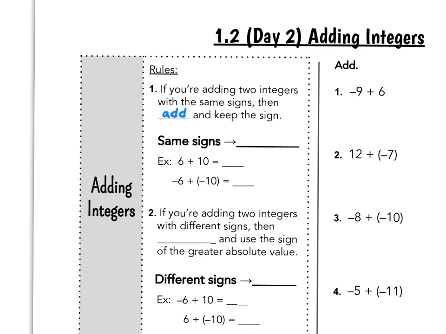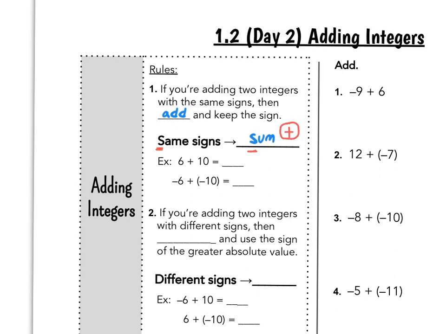Here I want you to remember the saying, same signs, sum. It helps to remember that saying because they start with an S. So if the two integers have the same sign, we take the sum. And sum means that you're going to add. So put a little plus sign. You're going to add them.